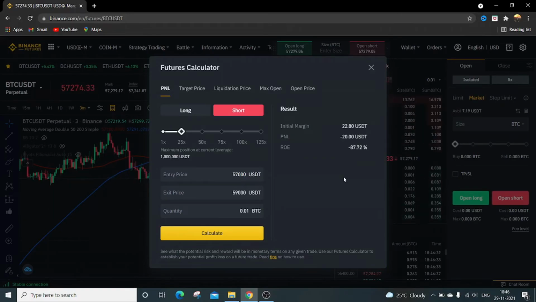It will help to minimize your risk, and you'll get the idea of how to calculate the PNL, or how much profit you are getting after taking this kind of position. So in this way you can calculate the profit and loss using the Binance Futures calculator.